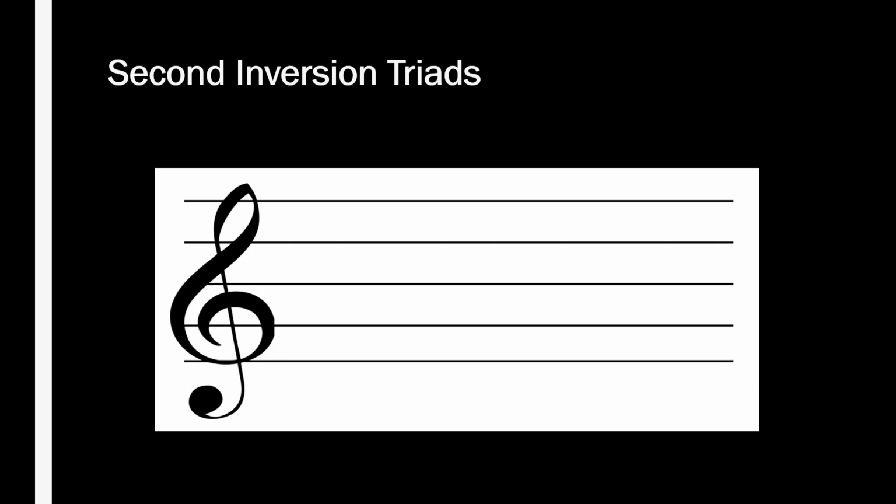A second inversion chord means that now the fifth of the chord will be in the bass. Second inversions are written as 6/4. According to the figured bass, this means that the rest of the notes will exist at a fourth and a sixth above the bass.